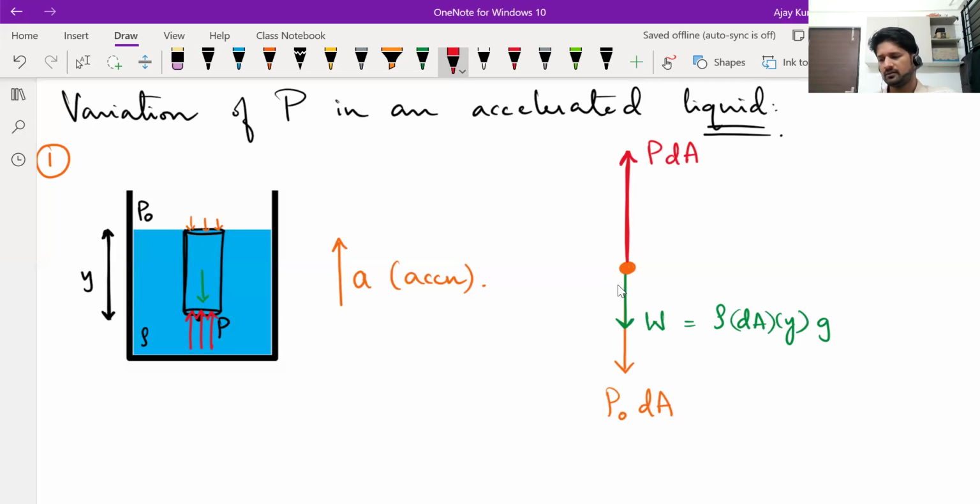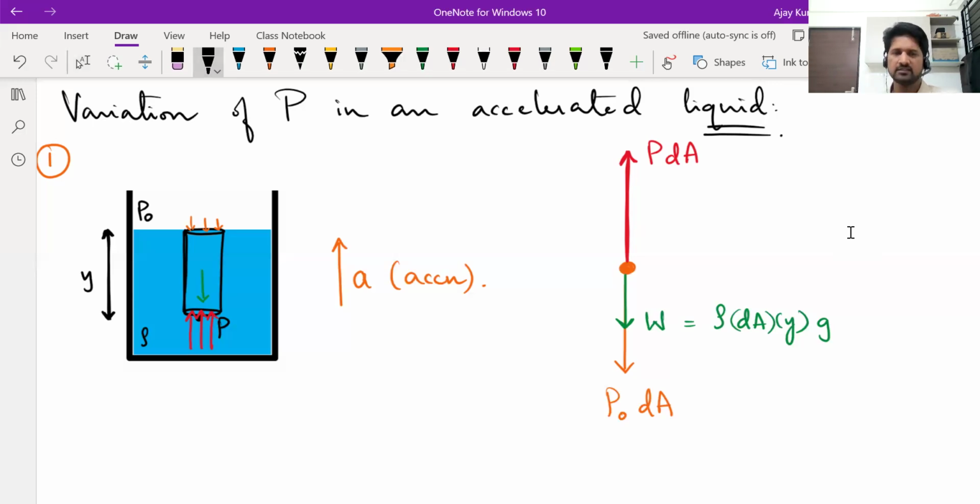Okay. After this, what will you write? F net equal to MA, and A is zero or non-zero? Non-zero. Okay. So basically, you have considered ground as the reference frame. You are observing that element with respect to ground.